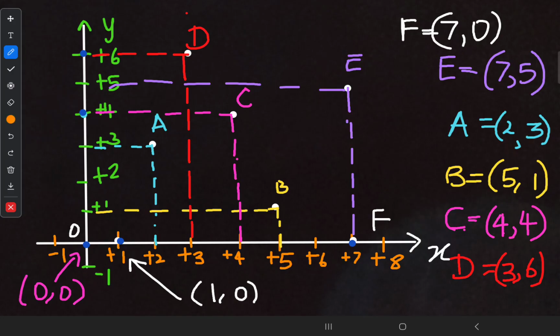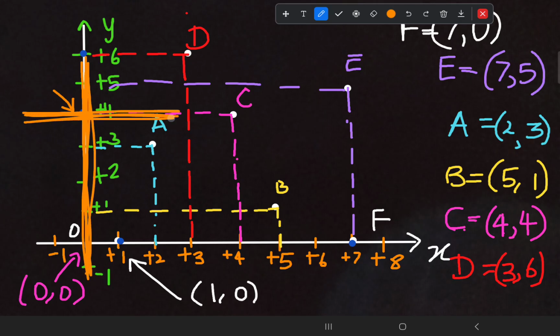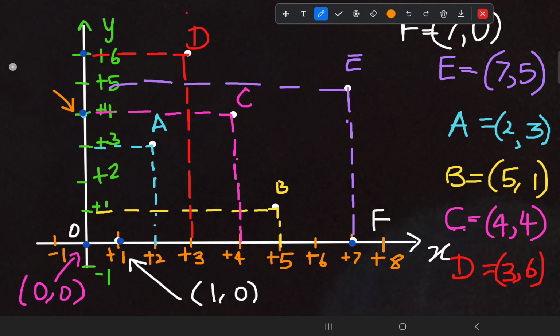When we consider this point here, there is no x coordinate. In the x-axis that is going through 0 and in the y-axis this is going through 4. So the coordinate should be (0, 4). In the x-axis that is going through 0 and the y-axis that is going through 4. This is the way you have to find your coordinates.